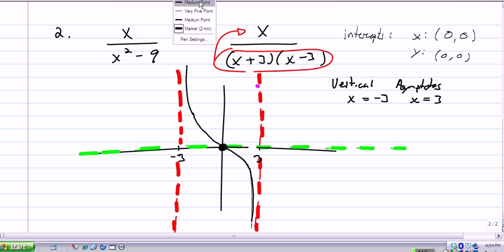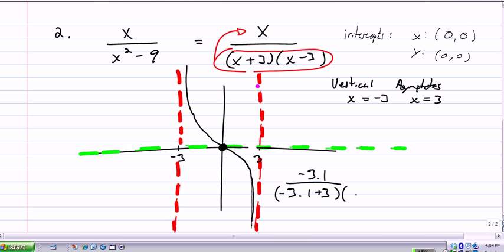We can do this. Part of this is just a battle of persevering here and staying focused. There's so much going on. So negative 3.1 over negative 3.1 plus 3 times negative 3.1 minus 3. Okay, the top is obviously a negative. The bottom is a negative times a negative, which is a positive. So negative divided by positive is negative. So it's got to be this guy here.